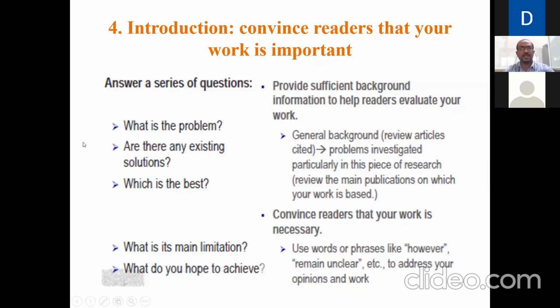Here also we have some parts: what is the problem you want to discuss, and are there any existing solutions? For example, if you are improving the efficiency of DC machines, already others have done some other work, some other methodology to improve the efficiency. So you want to discuss that existing solution, and after that, which is the best? That is nothing but the literature review. When you are discussing so many methodologies to improve the efficiency of the machines, you have to conclude which one is the best and what the drawbacks of the system are.